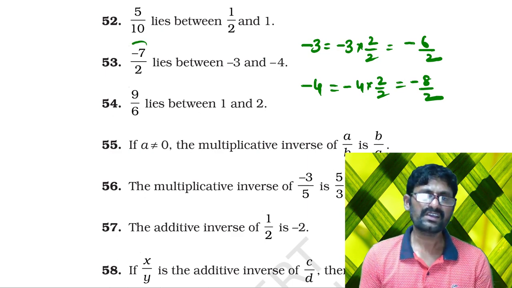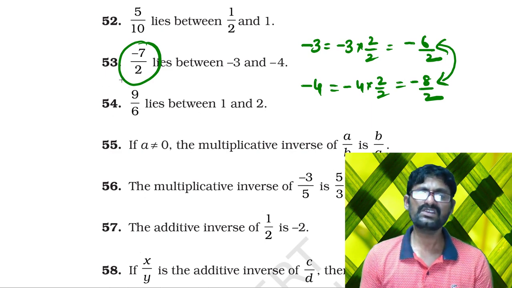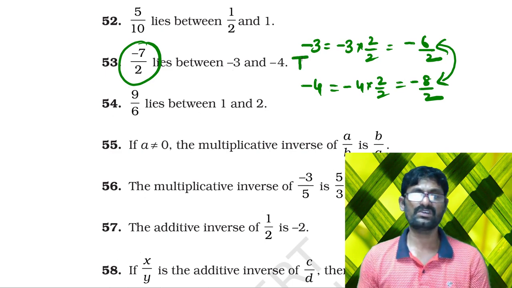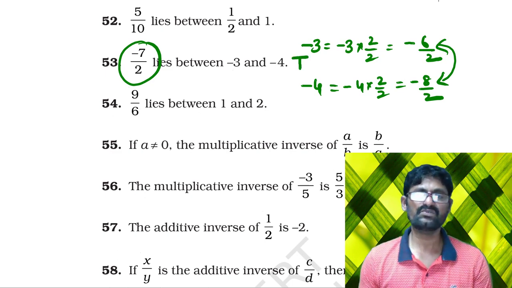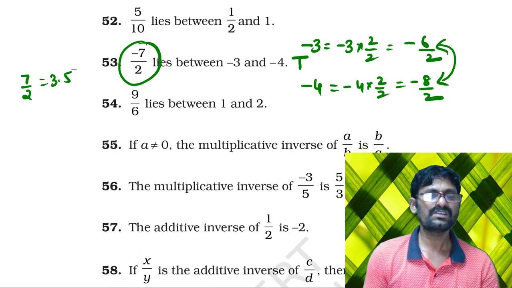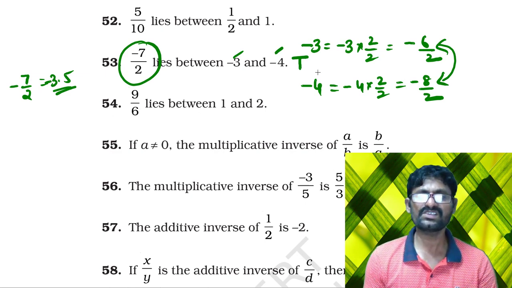Now you see negative 7 by 2 is in between these two. Here we have negative 6 and negative 8. So in between we have negative 7. So negative 7 by 2 lies between negative 3 and negative 4. So this is true. Instead of doing all these things, we can do one thing. We know that 7 by 2 equals 3.5. So negative 7 by 2 means negative 3.5. Surely this is in between negative 3 and negative 4. So that is a true statement.